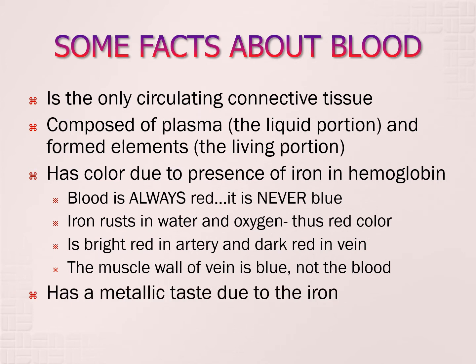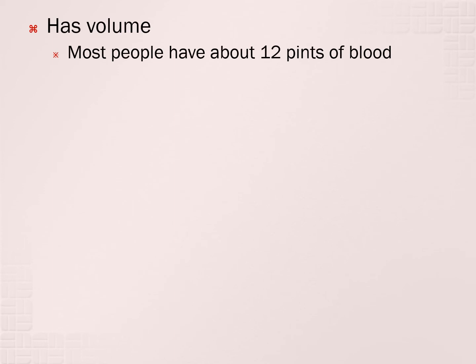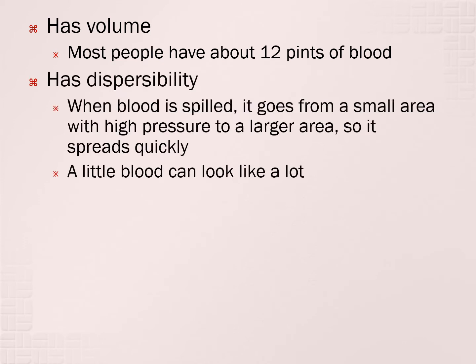Okay. And again, I talked about how blood does have this metallic taste to it because of the iron that's in it. There's a few other facts about blood. Blood has volume. So most people have about 12 pints of blood. So when you go and donate blood, sometimes they'll take like a half a pint or a pint. So they're not really taking a lot, but just a little bit of blood can still look like a lot. But on average, again, this is an average. Children obviously have less than adults. And a larger size adult will not necessarily have more blood than a smaller size adult. Just on average, we have about 12 pints of blood.